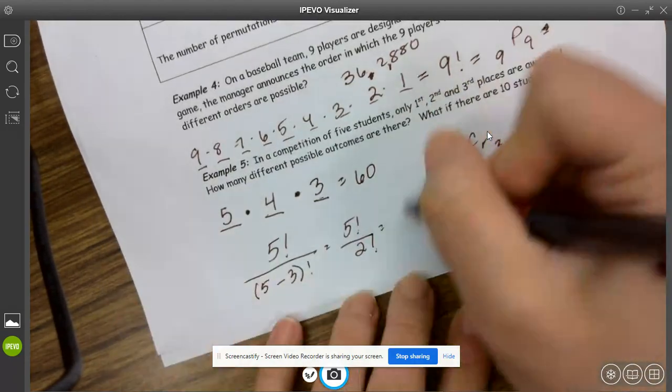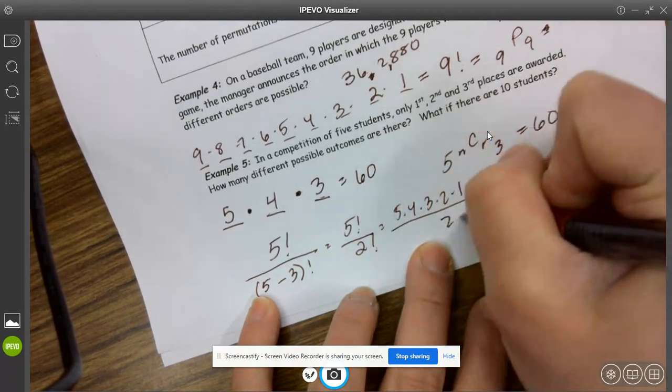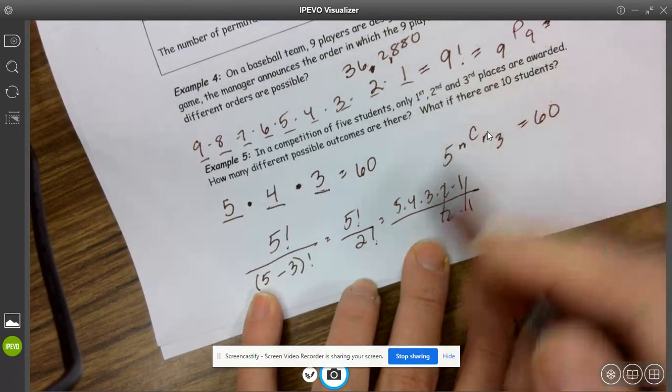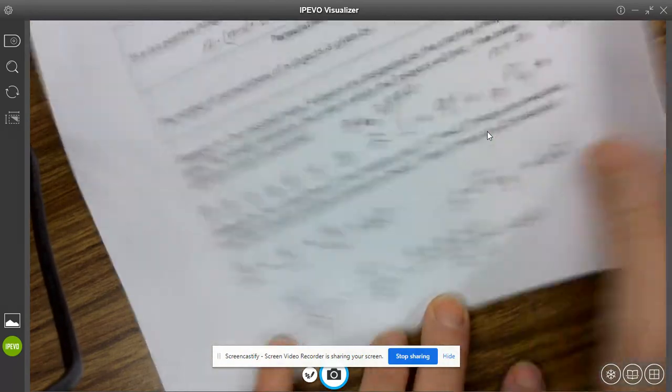And this is going to be that. Because, yeah, think about it. This is going to be 5, 4, 3, 2, 1 over 2, 1. It's the same as that. Okay. All right.